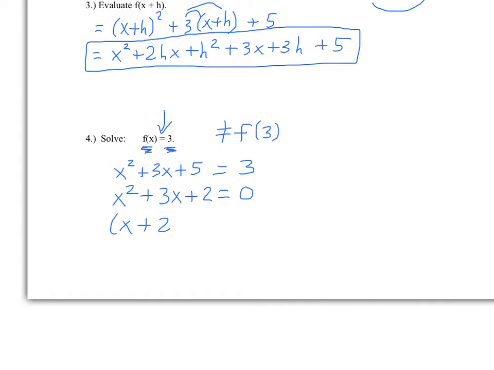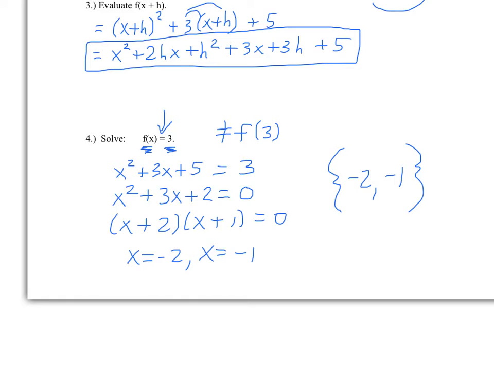Well, from there we can factor and we can solve. So we're going to get x equals -2, x equals -1. And anytime we're solving for x, it makes sense to put our answers in a solution set. Alright, let's go on to our next page.